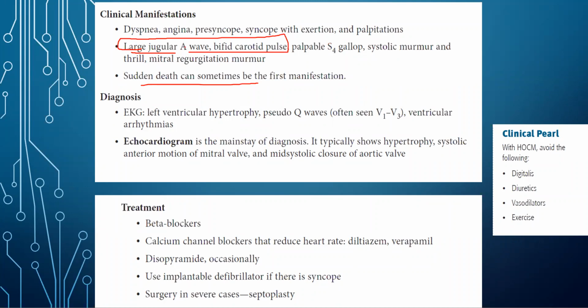Other than these features, patients with HOCM can get heart failure features. So the patient can get dyspnea, syncope, even angina. The patient can have an S4 gallop, a systolic murmur, sometimes even a mitral regurgitation murmur.